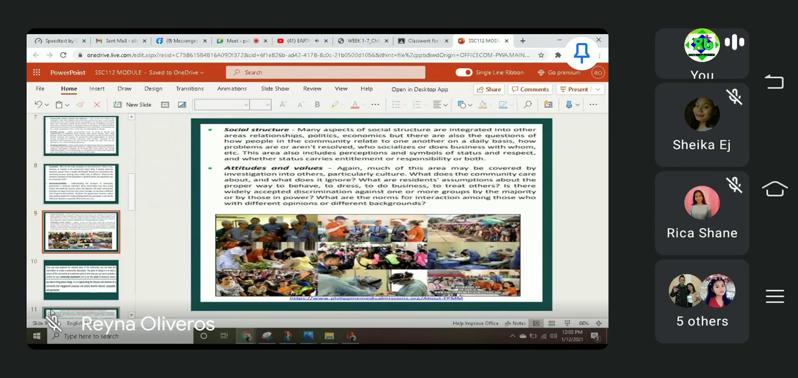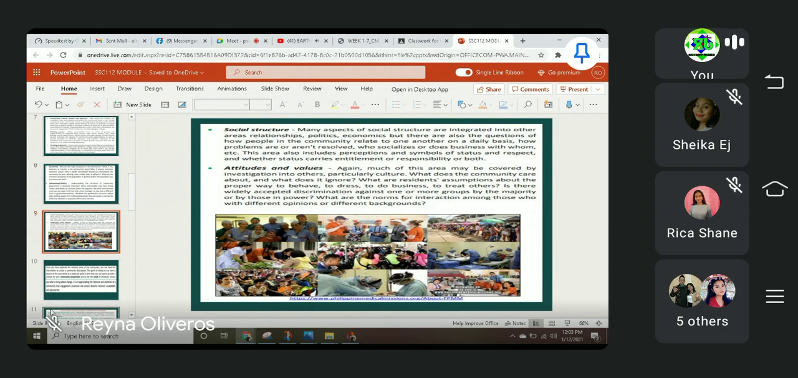Okay? Then, another aspect of community is the attitudes and values ng mga nakatira sa isang community. Okay? Napakahalaga nito. So again, much of this area may be covered by investigation into others, particularly the culture of the individuals or the families that are living in that community. Okay? So, kailangan alam mo what does the community care about. 'Di ba? What does it ignore? 'Di ba?